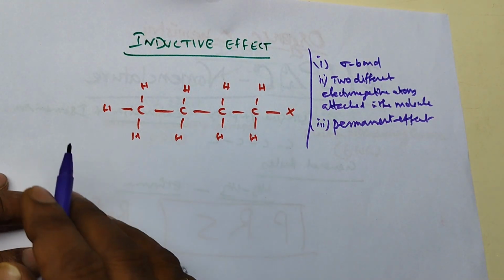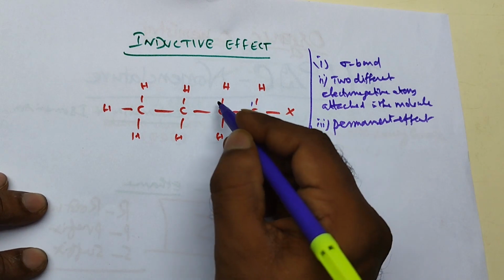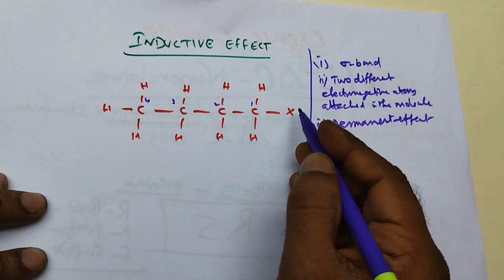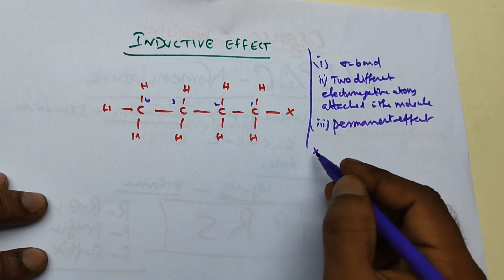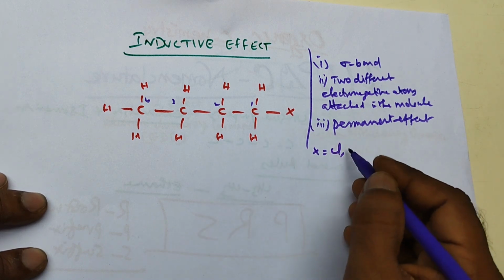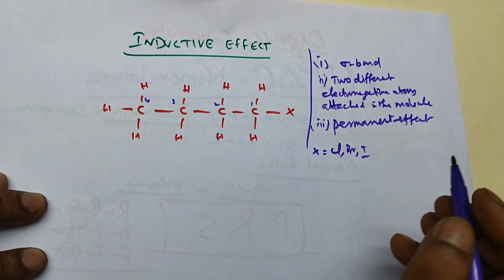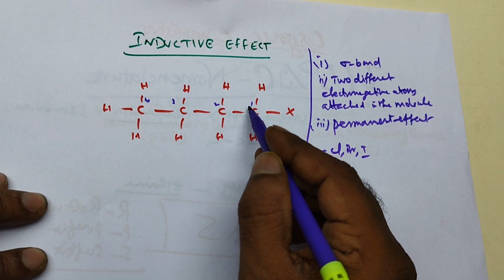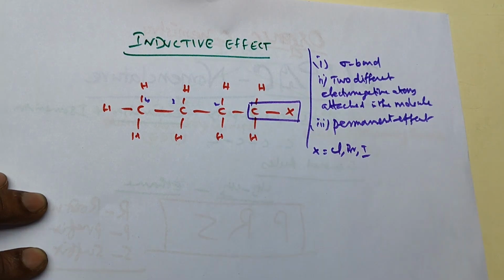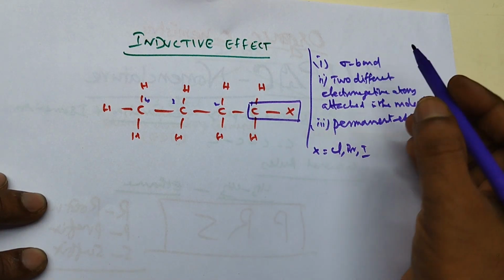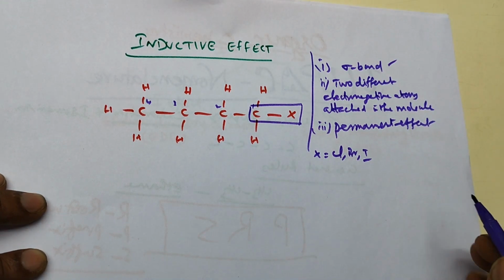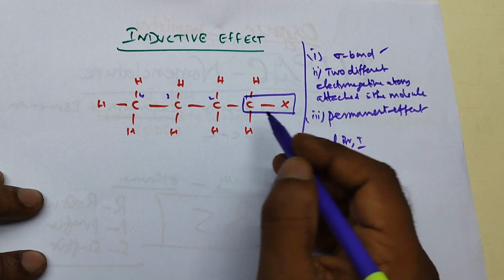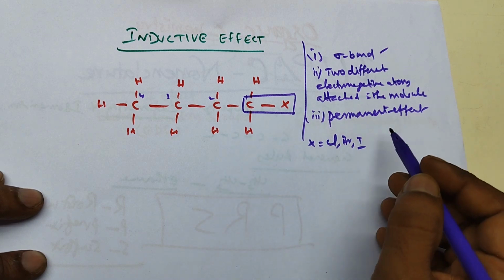Okay, we will take an example of this case. What is the IUPAC name for this case? 1, 2, 3, 4. So the X may be any halogen, Cl, Br, I. In this case, these two atoms are two different electronegative atoms joined by a sigma bond. See the criteria for when that effect operates: there is a sigma bond between two different electronegative atoms, and it is a permanent effect.